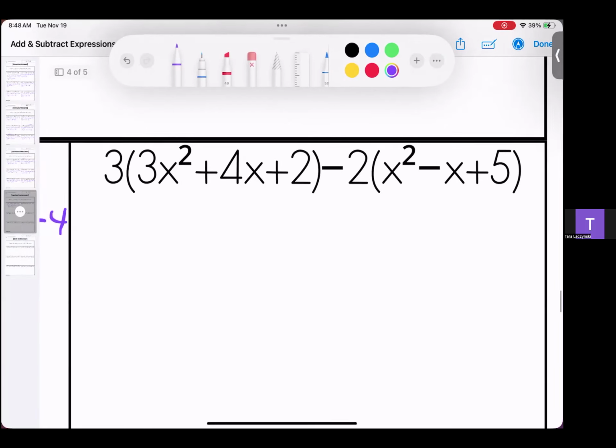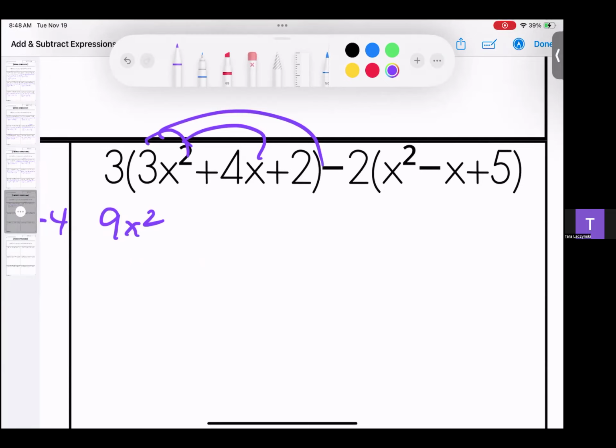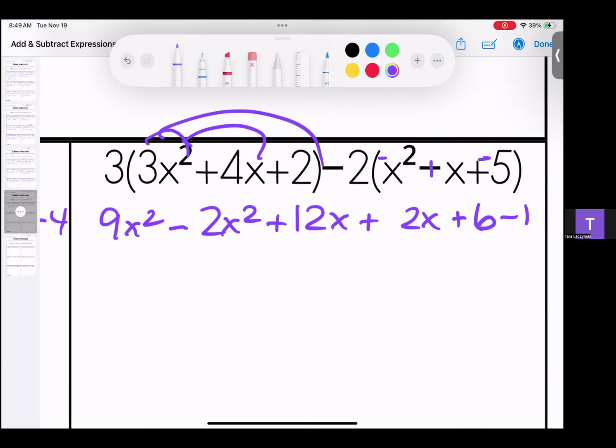Sharing out this, 9x squared, negative 2. So we're going to share our signs and share our numbers. That's going to give us negative 2x squared plus 12x plus 2x. Not negative, we already changed it. Plus 2x plus 6 minus 10.